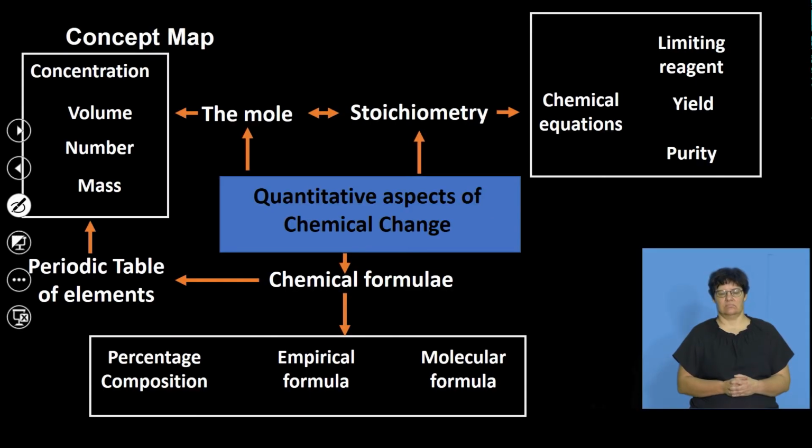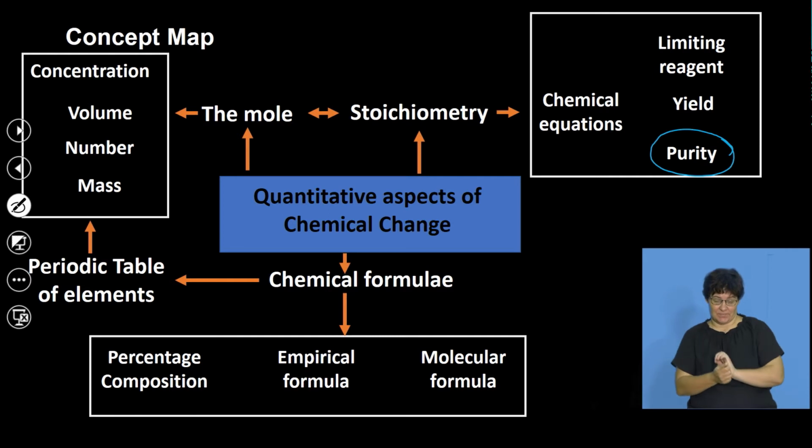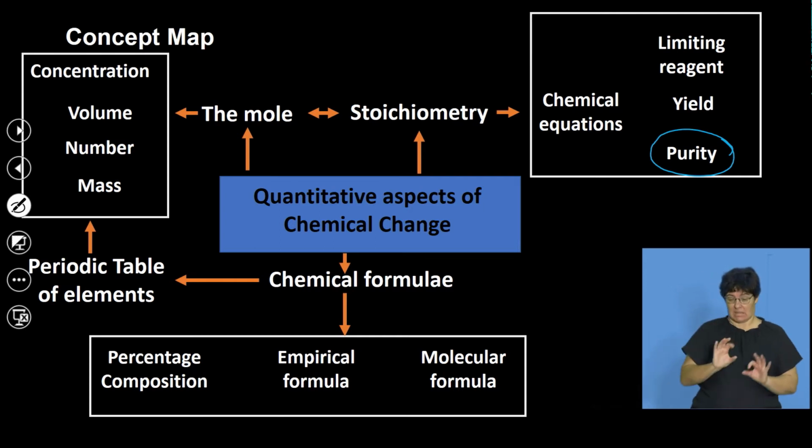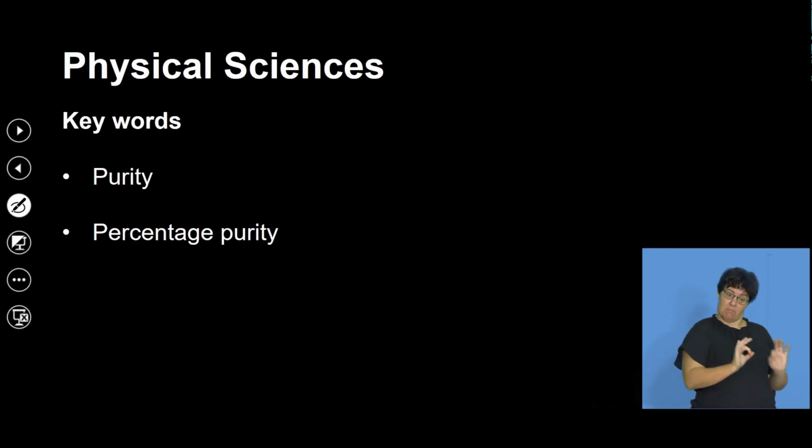Now let's focus our attention on something that's very relevant in as far as quantitative aspects of chemical change, which has to do with purity. Sometimes we would express this purity in terms of a percentage in the context of reactions that involve substances that have got impurities. So what exactly is purity all about? Some of the key words that we would want to pay careful attention to is purity, which we've indicated that we can express as a percentage. But in what context is purity relevant in as far as chemical reactions are concerned?